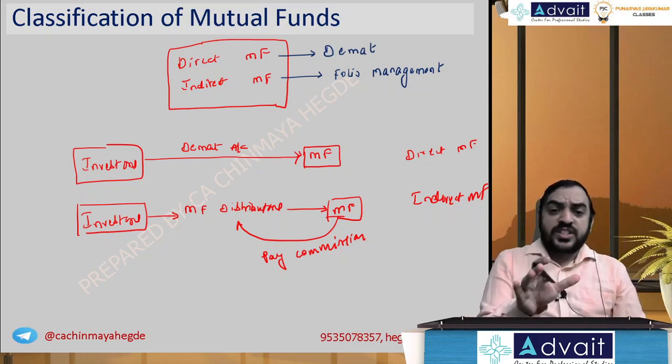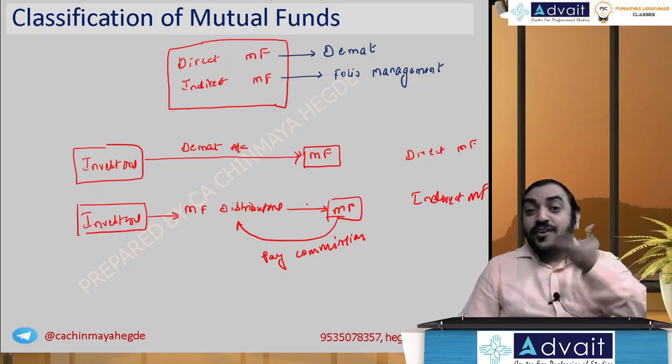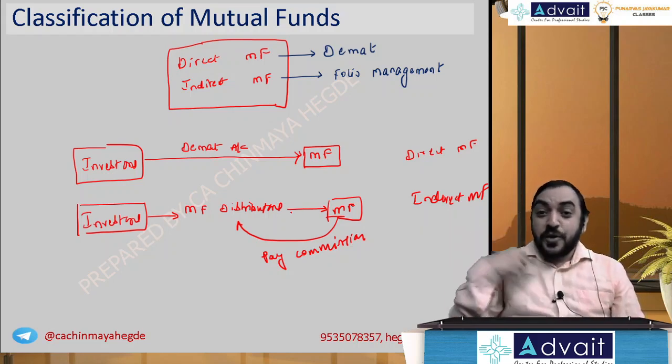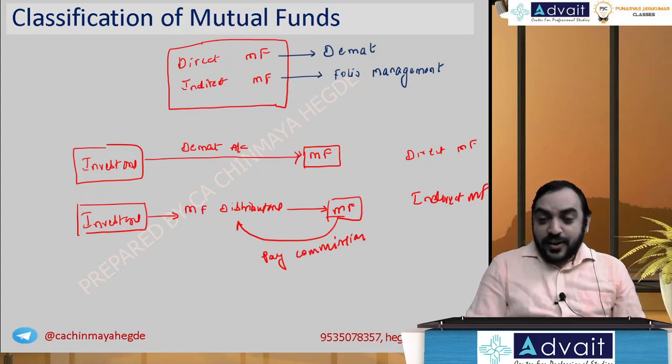Even though mutual fund distributors are not charging anything directly to you, who will pay them? The mutual fund. And for the mutual fund, where do you get the money? From investors only, right? So ultimately, it goes from your pocket only. You don't realize it. So if you are investing, please invest in direct mutual fund.